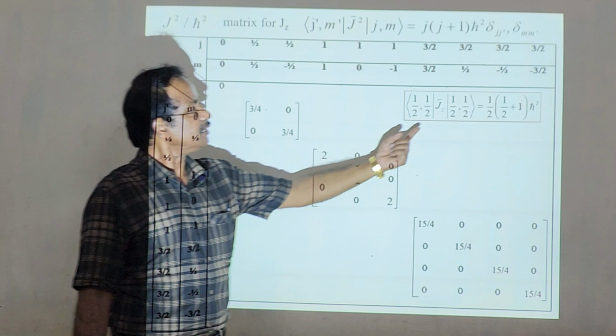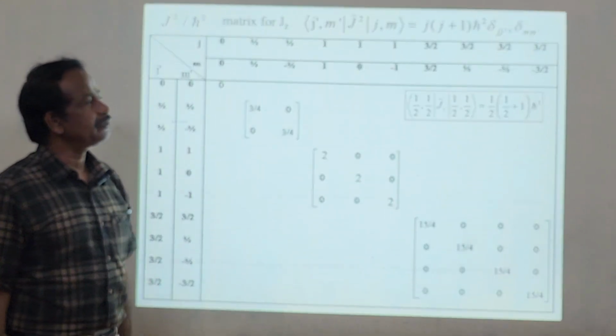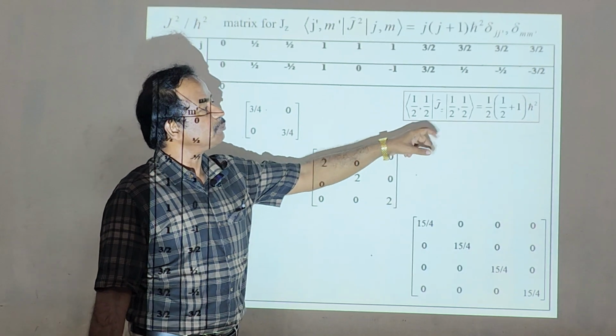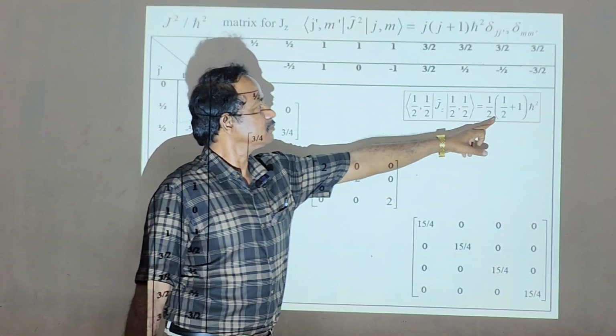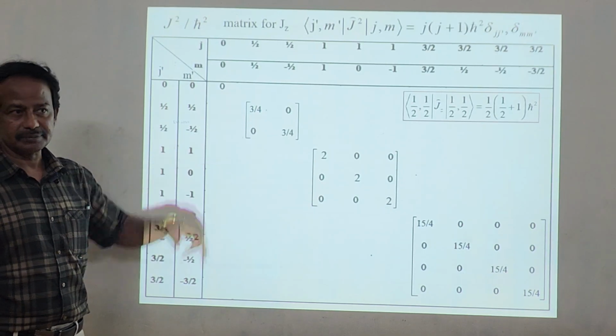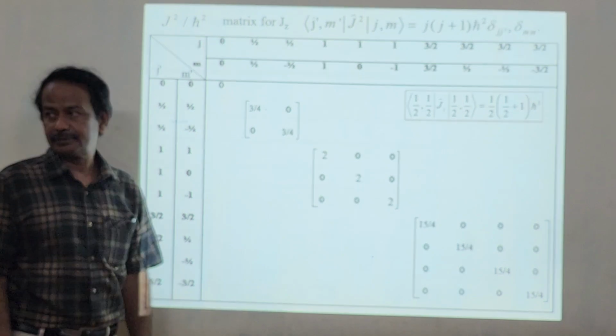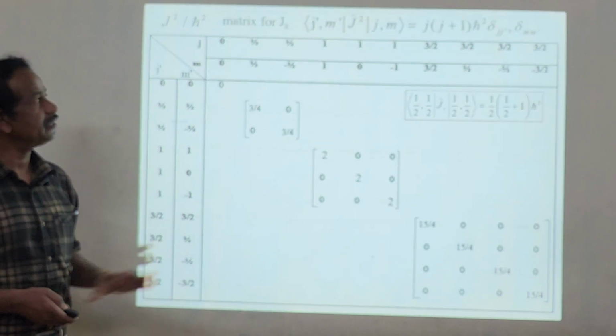And this is for J squared. J squared sandwiched between ket 1 by 2, 1 by 2 and bra 1 by 2, 1 by 2 will give you that value, 3 by 4 h bar squared, 3 by 4 h bar squared. So this is J squared, it is not J, it is J squared. Okay, any doubt?